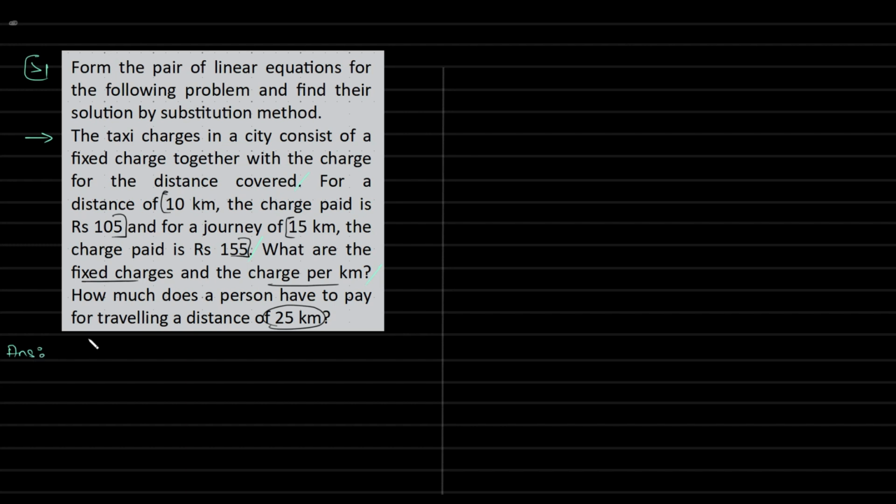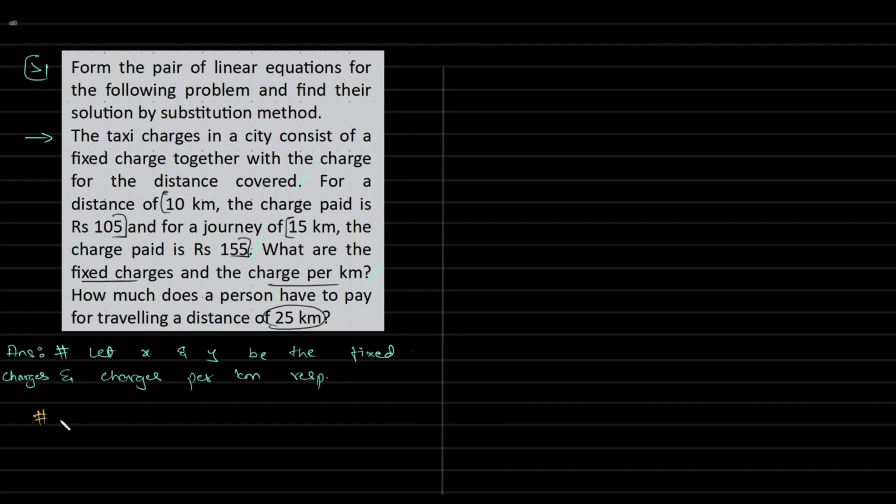How do you go about it? The very first thing is we need to understand what we need to find. So it's very clear, we have to find the fixed charges and the charges per kilometer. So let x and y be the fixed charges and charges per kilometer respectively.